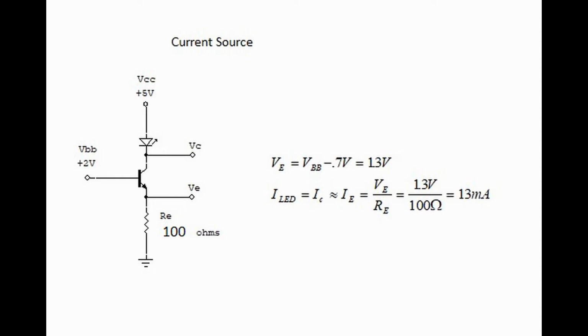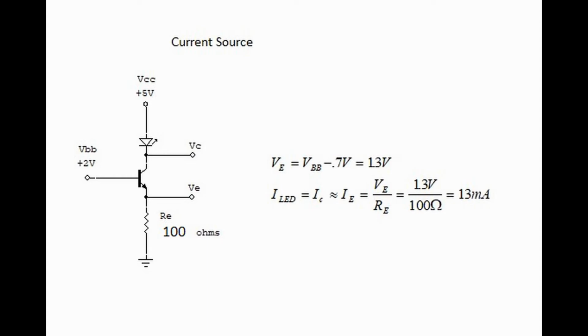Remember, we agreed that current through the emitter is equal to current through the collector, but in this case, current through the LED is also equal to current through the collector. So then we calculate this current by saying that it's VE divided by resistance in the emitter, or 1.3 volts divided by 100 ohms. This equals 13 milliamps.